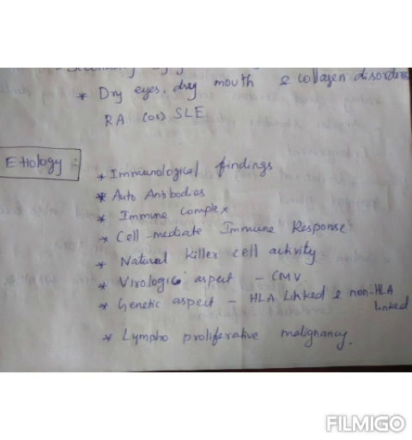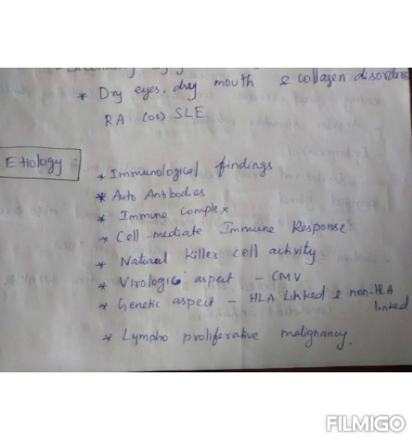Next, moving on to etiology. There are many causes for Sjogren syndrome. The first is immunological findings: autoantibodies, immune complex, cell mediated immune response, and natural killer cell activity. Then the virological aspect, that is cytomegalovirus, and the genetic aspect, HLA linked and non-HLA linked genes, and lymphoproliferative malignancy. Lymphoproliferative malignancy is very important.